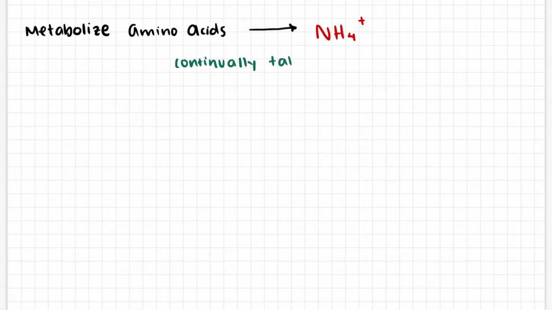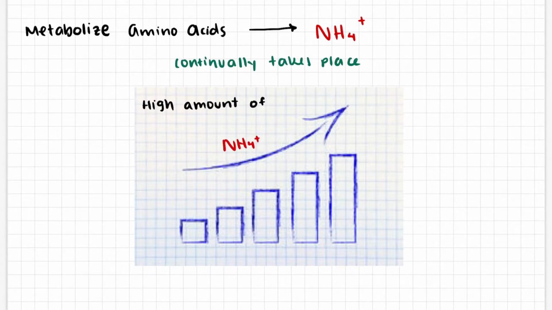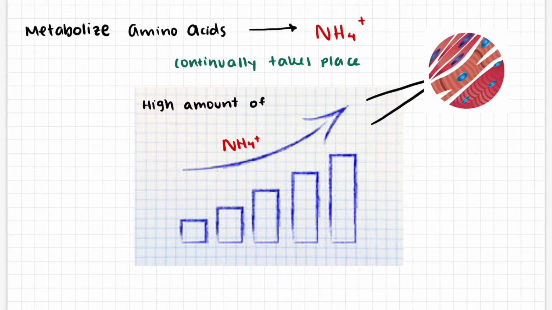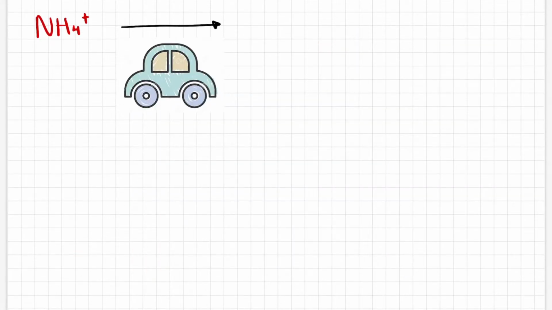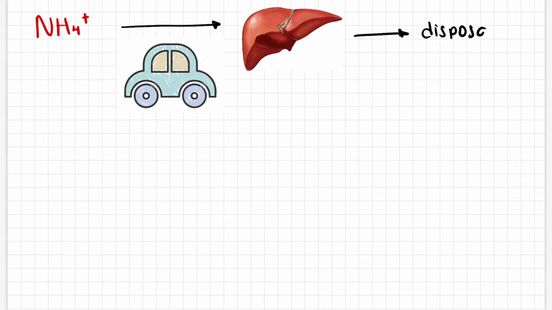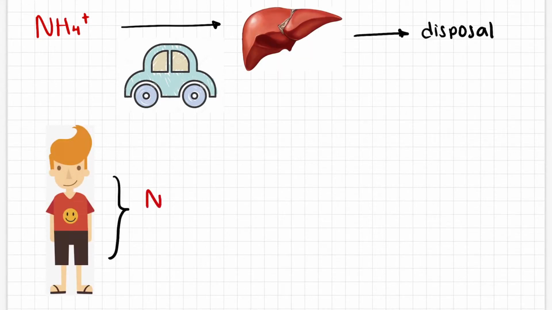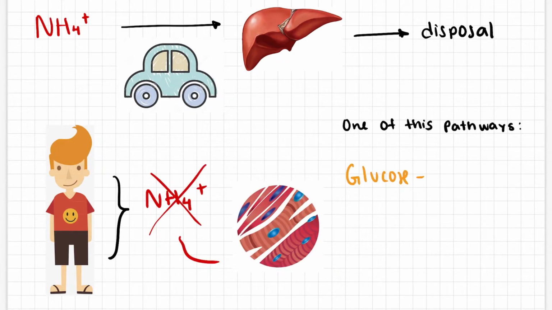But of course, every time we metabolize amino acids, we form ammonium, and as this process continually takes place, we build up a high amount of ammonium inside our skeletal muscle cells. Ammonium is toxic, and so what skeletal muscle cells must do is dispose of that ammonium, but they lack the appropriate enzymes. Therefore, ammonium must be transported to the liver for disposal. Our body has some ways by which it can get rid of this ammonium from our skeletal muscle. One of these pathways is known as the glucose-alanine cycle, and it's very important to know how it works.